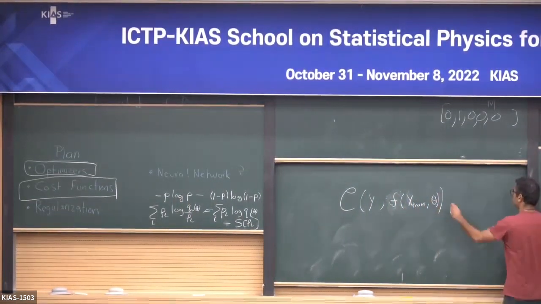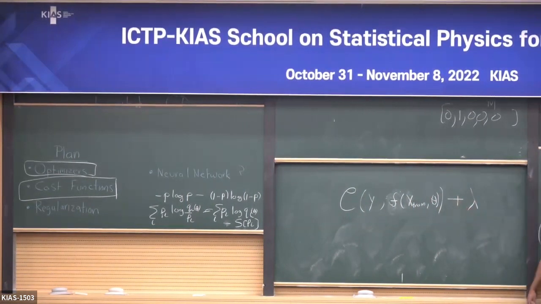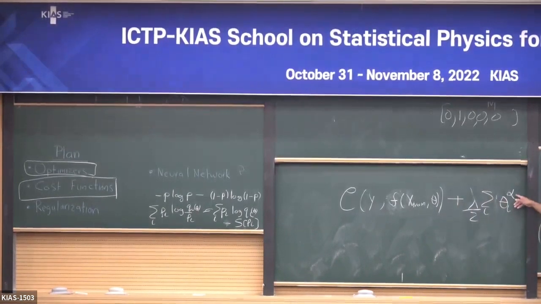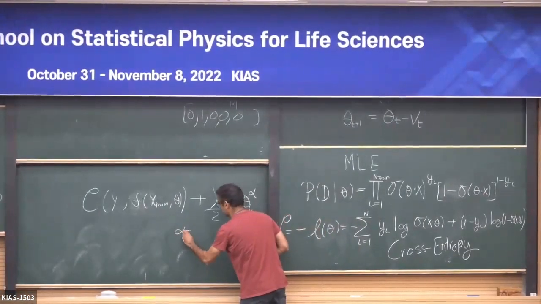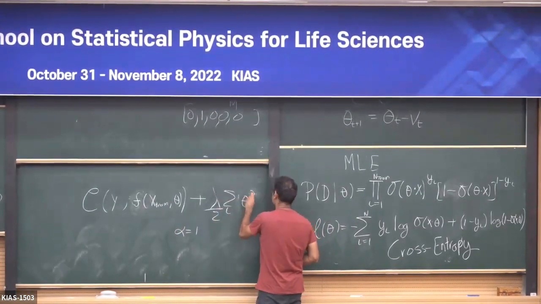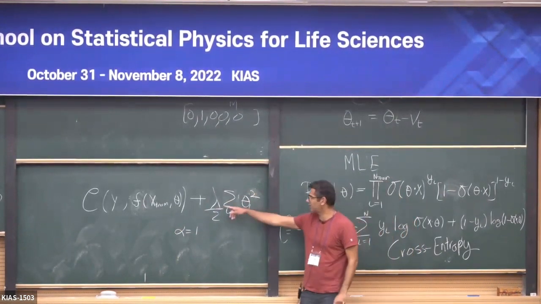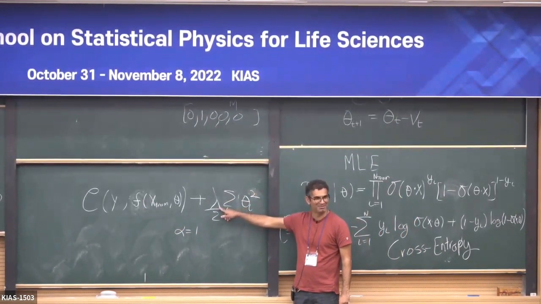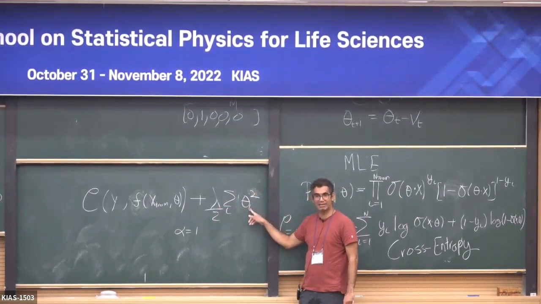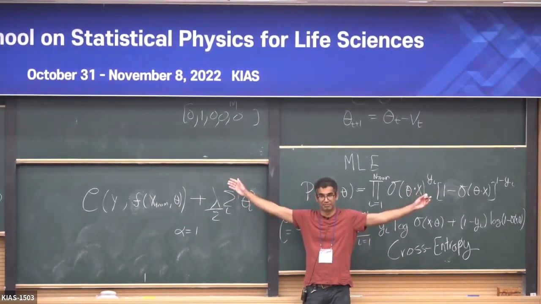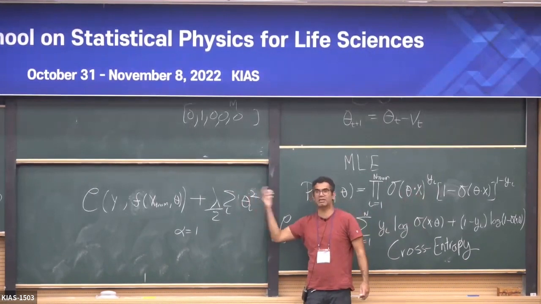And what people often do is they add a penalty for making the parameters too big. So the most common thing is you put an L2 penalty on this thing. You put an extra parameter lambda, which becomes another hyperparameter. And then you try to basically shrink, right? This says the cost goes up whenever the parameters are big, and so you try to shrink the parameters to zero.